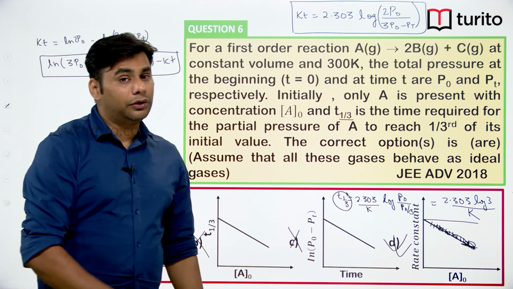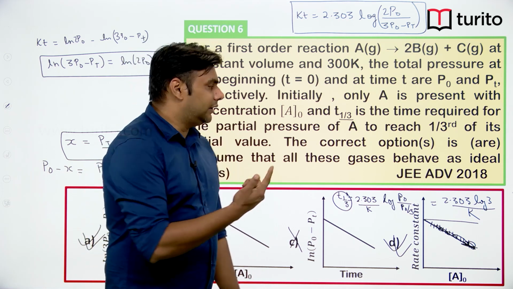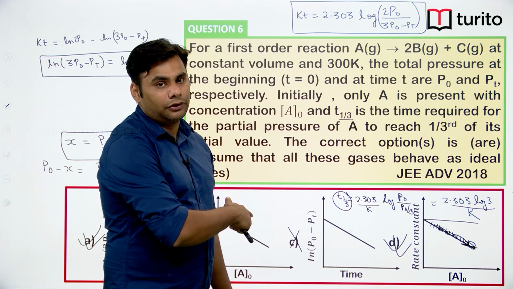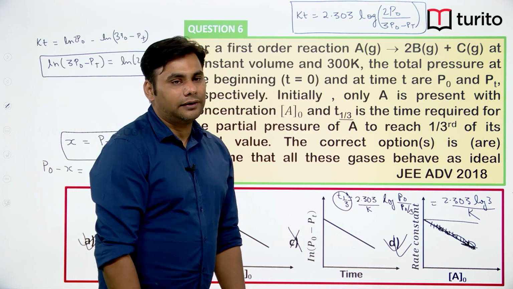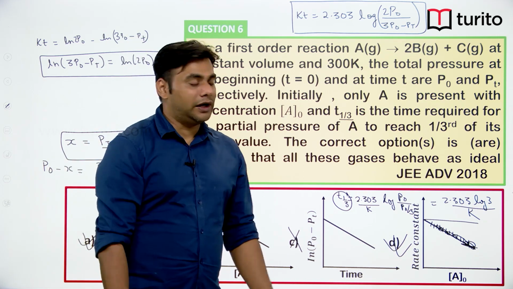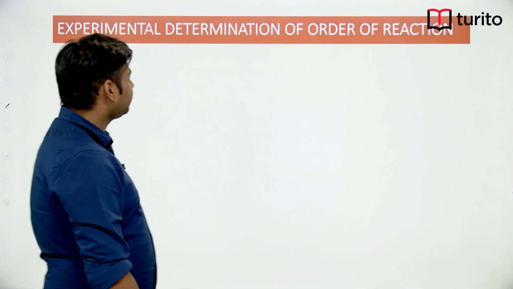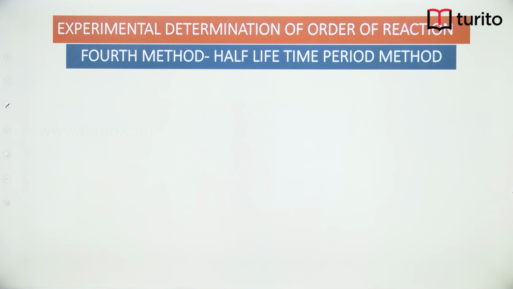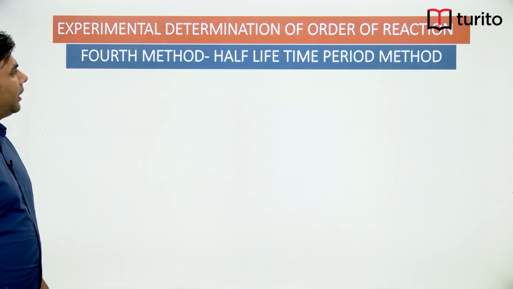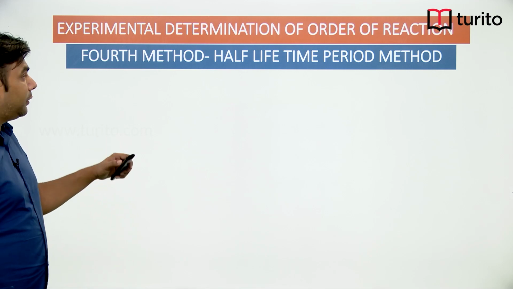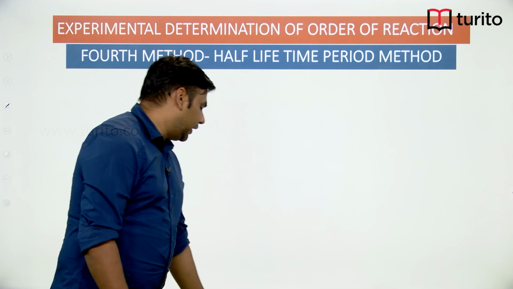I have already told you chemical kinetics is a very scoring chapter. Every year, 2018 you saw a question, 2019 you saw a question, and in 2020, hopefully the examination takes place in the month of July, there will definitely be a question on chemical kinetics. Then the fourth method is the half-life time period. Basically we are going to determine the experimental value of the order of reaction through the half-life time period method.